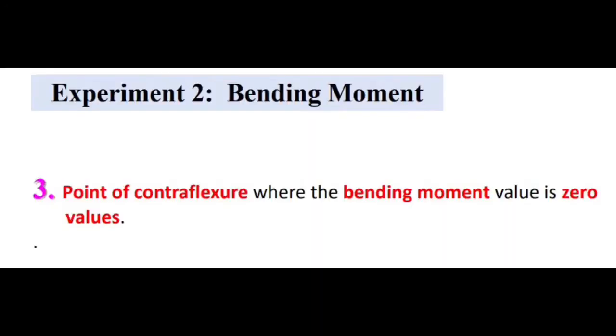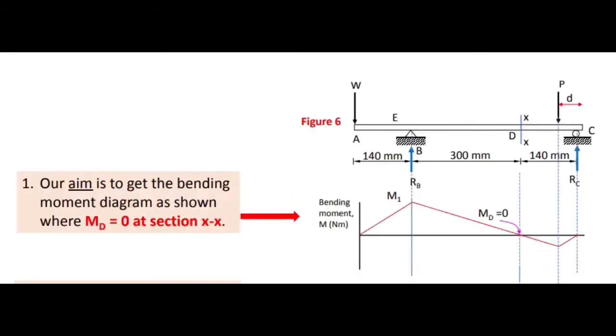Assalamualaikum warahmatullahi wabarakatuh. My name is Muhammad Fatwa Rifai, and now I'm going to explain about the point of contraflexure. The point of contraflexure is where the bending moment value is 0. The aim is to get the bending moment equal to 0 at section X-X. After that, plot the shear force diagram based on both the free body diagram and the bending moment diagram.